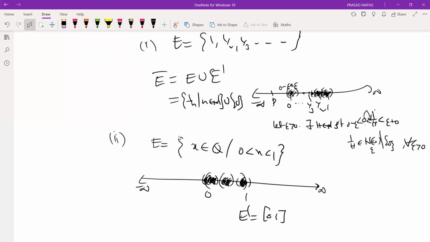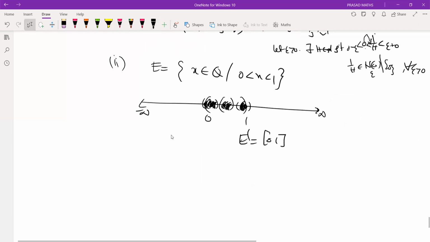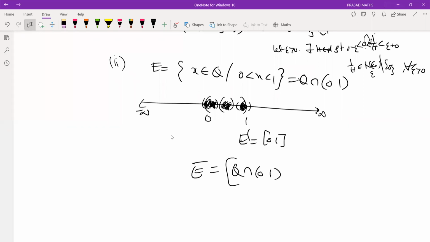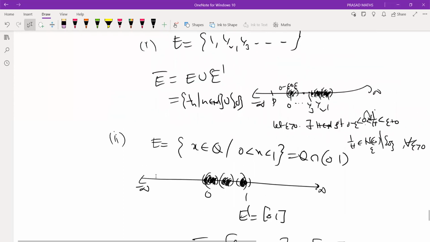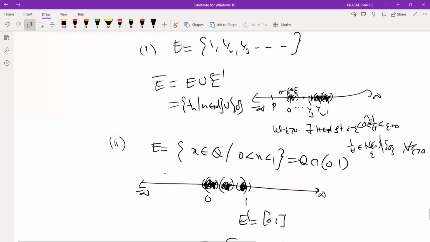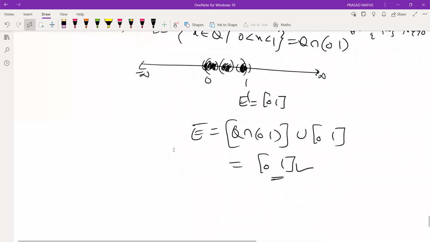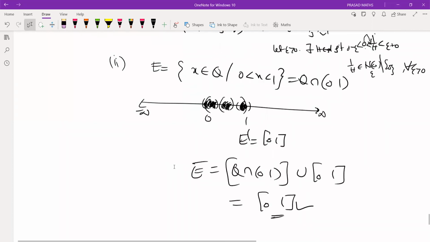Closed 0, 1. Right? Actually, what is E? It's nothing but Q intersection with open 0, 1. Therefore, what is E closure? Q intersection with open 0, 1 union closed 0, 1. So what is the union? Closed 0, 1. Right? So this is about the closure of the set.